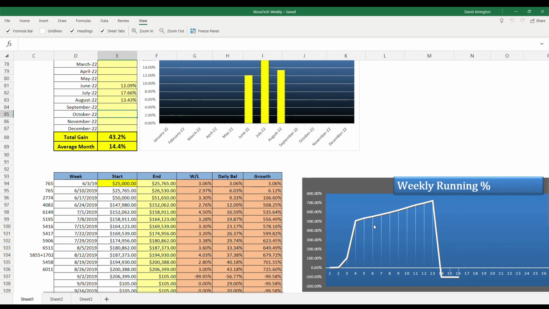So if I actually put the total in there of what I deposited, maybe I'll do that, and then it'll show this 43% instead of a whopping 800%.